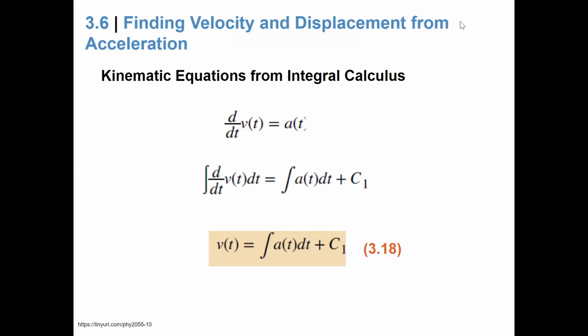So from the definition, the time derivative of your velocity should give you acceleration, all right? So if you are given acceleration, then you can do integration of both sides of the equation. On the left-hand side, you are doing integration with respect to dt, then it will give you velocity, okay? On this side, you should also do the integration. So the velocity will be equal to the integration of acceleration with dt, plus a certain constant number. If you are given the initial condition, then you should be able to figure out this constant number. So this is how you can get velocity from acceleration information, okay?